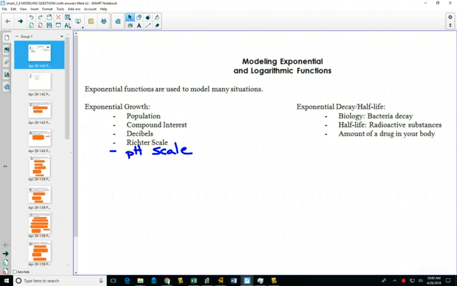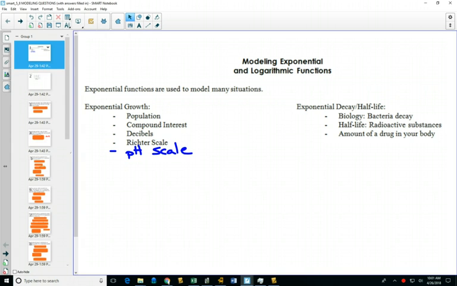Same thing with decibels. Every time you're going up on decibels, it is not just 10 higher, it's like 10 times higher. So they're exponential. If you've done pH in chemistry, you've learned that something is 10 times more acidic each time you go, or vice versa, or base.